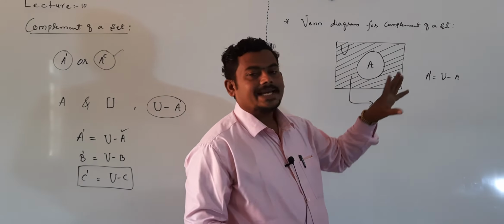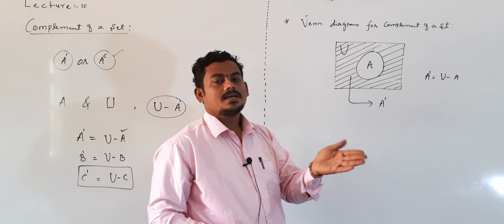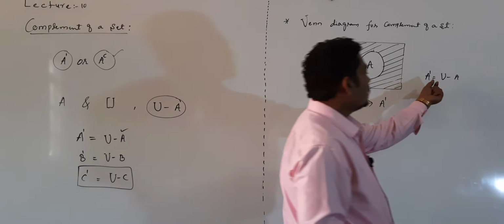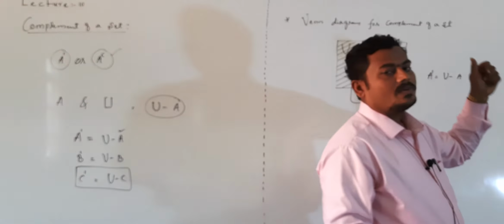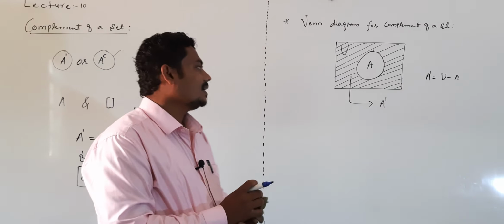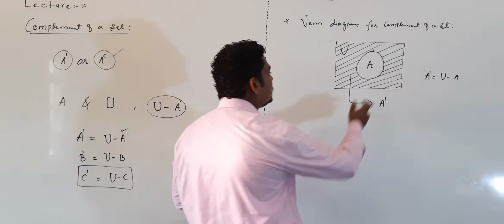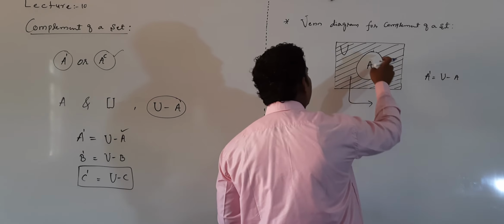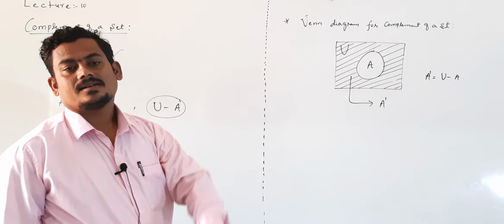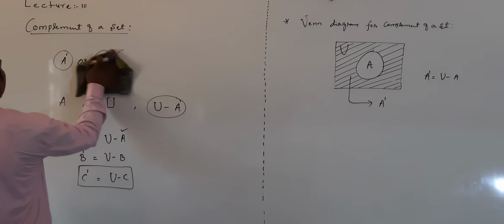U but not A. Difference means A but not B. Difference of A and B means A but not B. Difference of B and A means B but not A. In the same way, complement means U minus A. What is the meaning of U minus A? U minus A means U but not A. This is the Venn diagram for A complement. This shaded region represents A complement, unshaded region represents A. Now, properties of complement of a set.